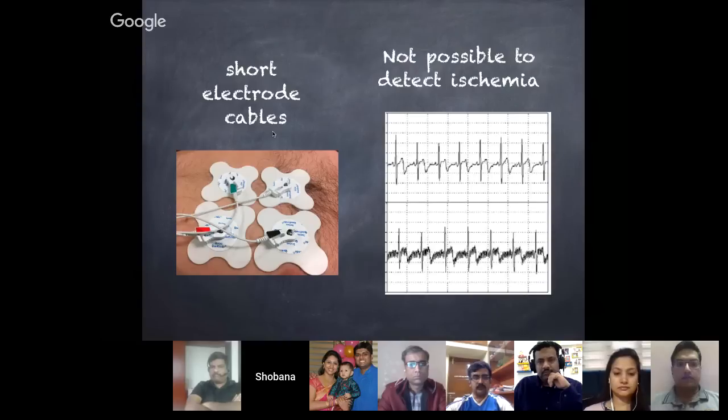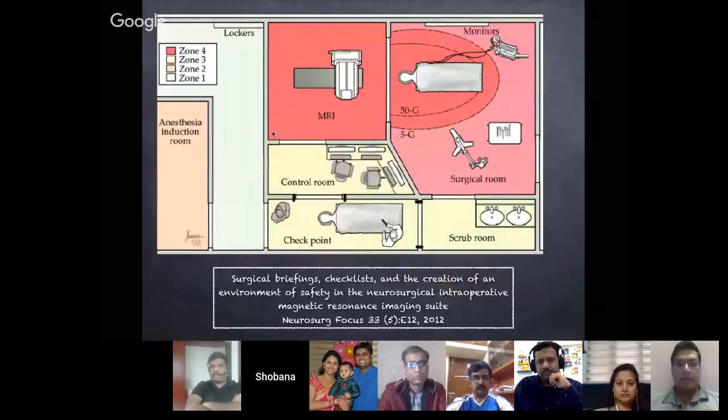The other thing is, because of the electrical noise that is generated by the magnet, there's a baseline fluctuation in the EKG signal, and therefore you will not be able to detect ischemia or any arrhythmia. And these are some of the shortcomings when you have to do the case in an MRI suite.